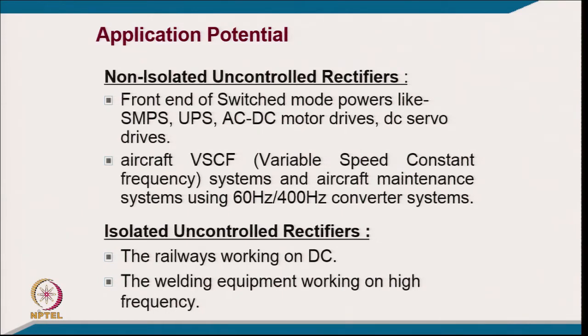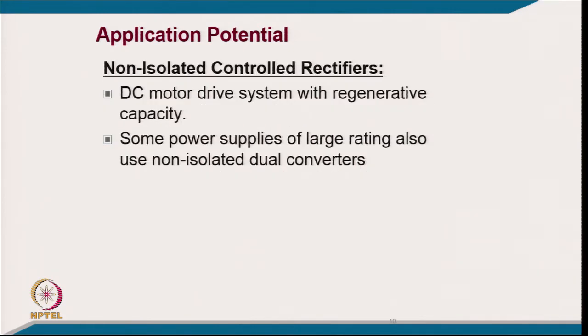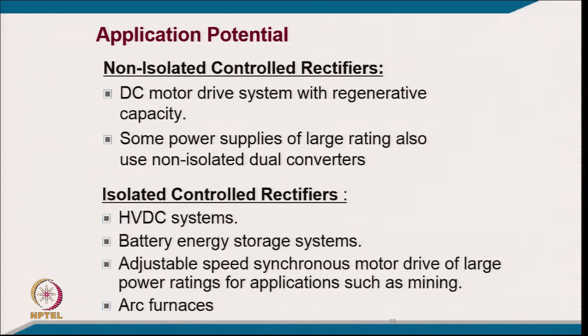Then another category will be where we of course require isolation. So, we have isolated uncontrolled rectifiers, which are used in, for example, railways working on DC and welding equipment working on high frequency, and non-isolated controlled converters, which are used in, for example, DC motor drive systems with regenerative capability, and some power supplies of large rating also use a non-isolated dual converter.